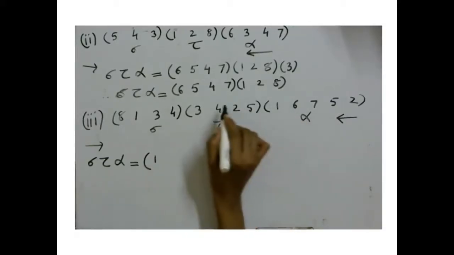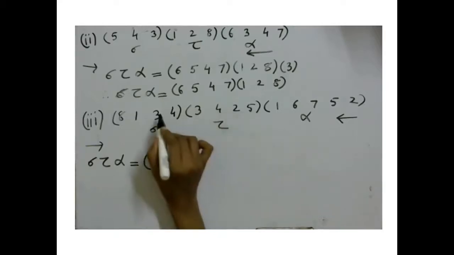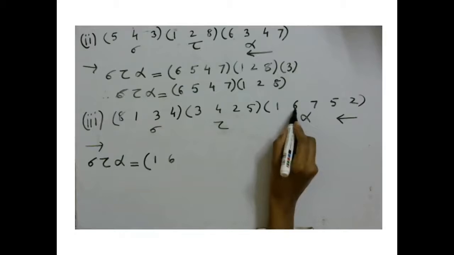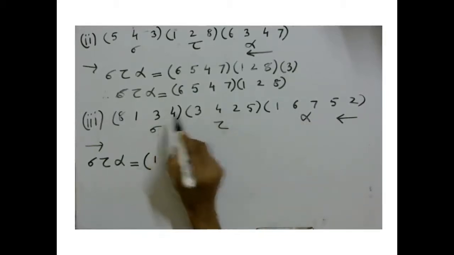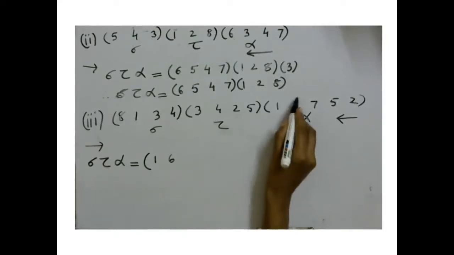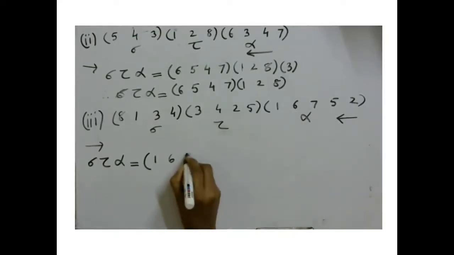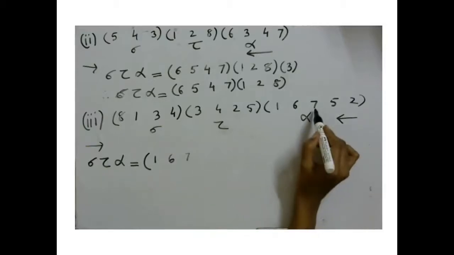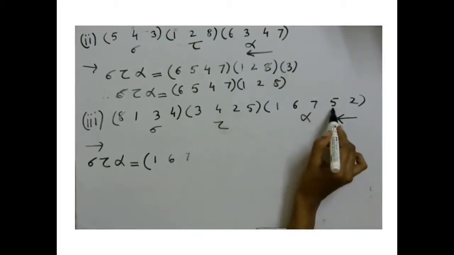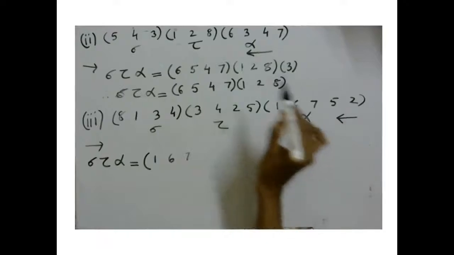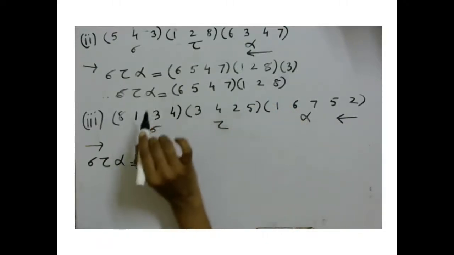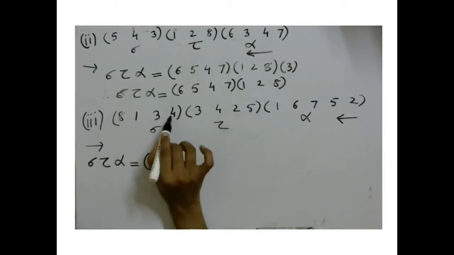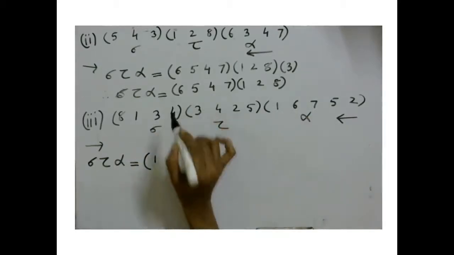1 goes to 6, here 6 is not there, so 6 is fixed, so 1 is going to 6. Then in the rightmost cycle 6 goes to 7, 7 is not present, so 7 is mapping to 7, and therefore 6 has to map to 7. Then 7 maps to 5 here in the rightmost cycle. In the next cycle you have to see the image of 5, 5 maps to 3. In the next cycle you have to see the image of 3, 3 maps to 4. So the conclusion is that 7 should map to 4.